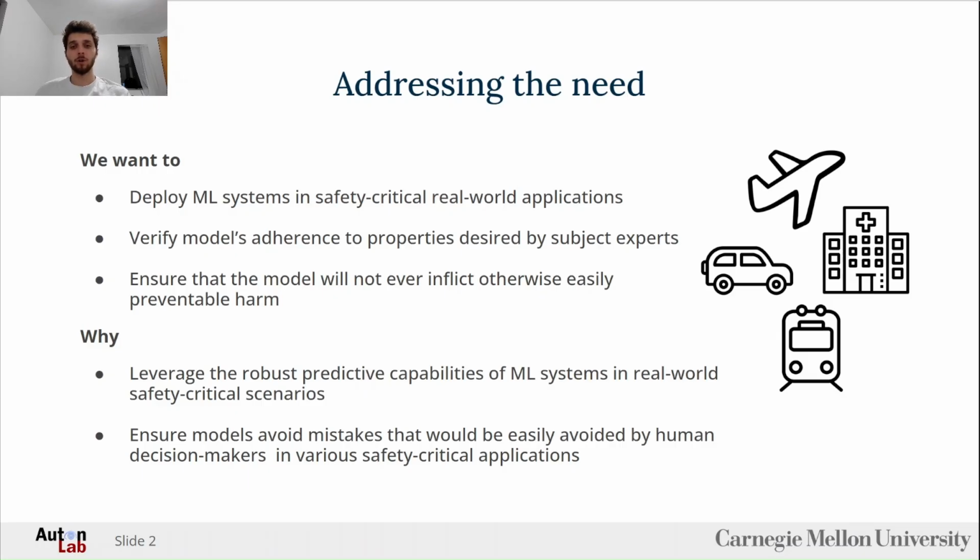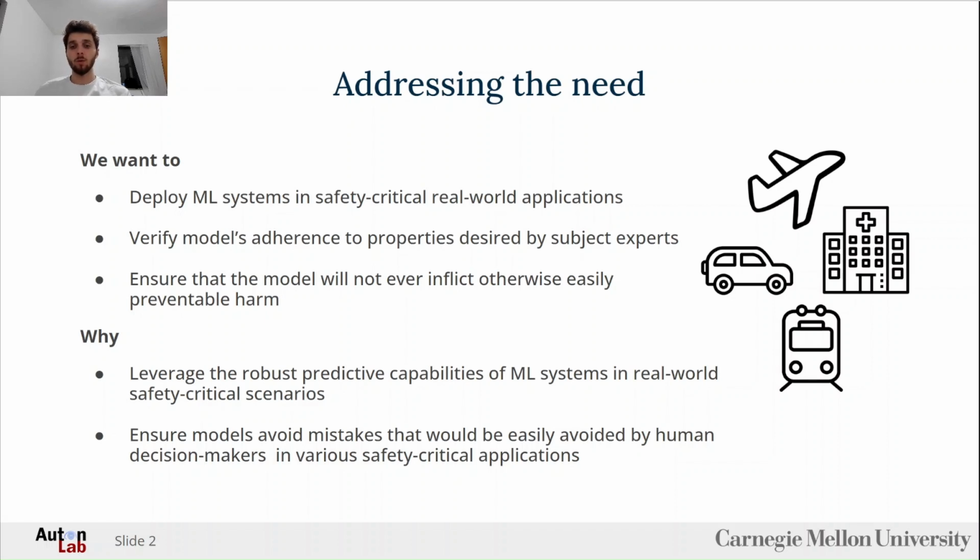First, I would like to start from our motivation. With the widespread of AI these days, we would want to be able to deploy machine learning systems to also more safety-critical real-world applications. Some examples of safety-critical applications are, for example, hospitals, planes, or cars. But to be able to do that, we want to make sure that our model will never inflict any harm that would be otherwise easily prevented by an old system that was in this place before.